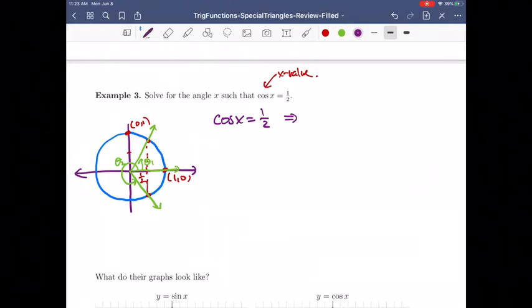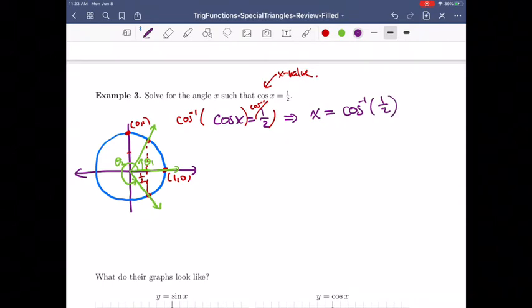Now your calculator actually has a button. So if you want to solve for x, what you want to do is you take cosine inverse of both sides. Okay, so that's what your button looks like. Okay, so cosine inverse of cosine cancel out. So x is going to be cosine inverse of 1/2.